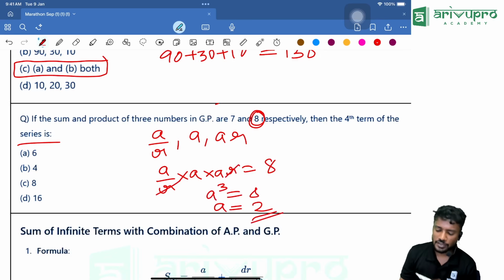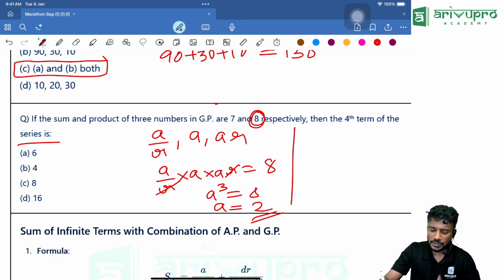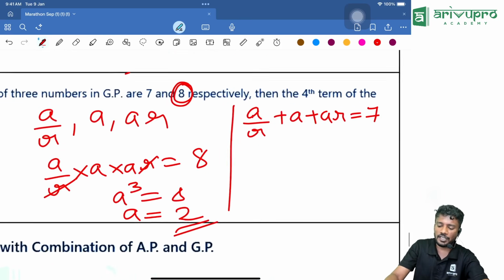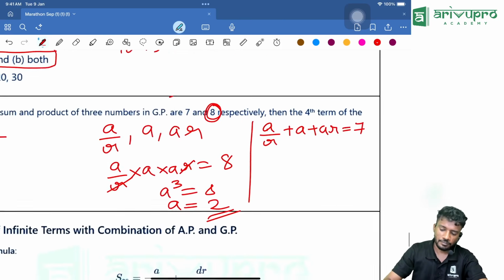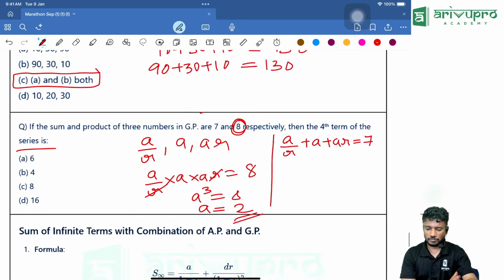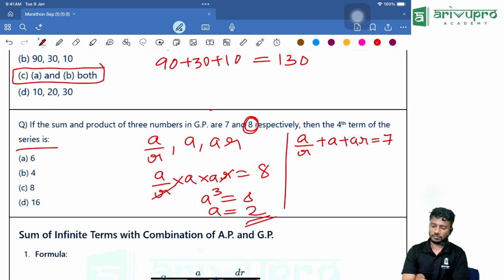That means A is equal to 2. Now we will talk about the sum of this thing. A by R plus A plus AR is equal to 7. From this, find the value of R. Another method is there, but you try. After that, I'll see.